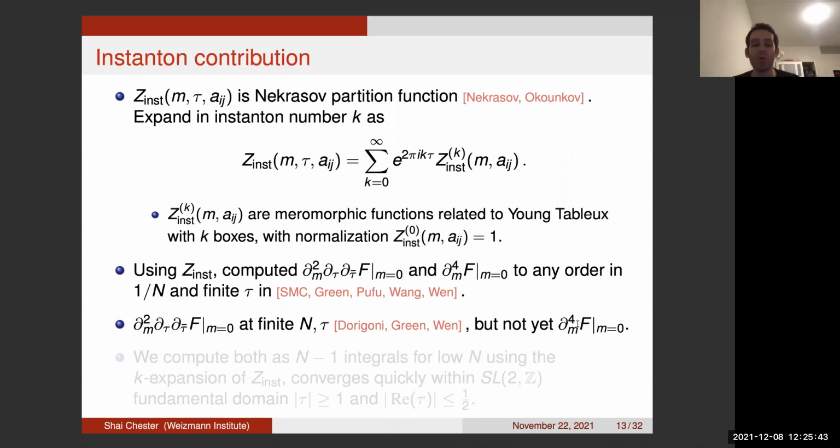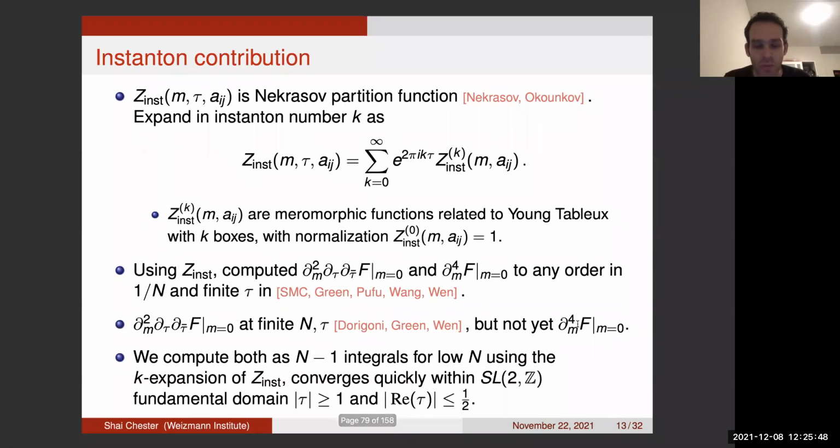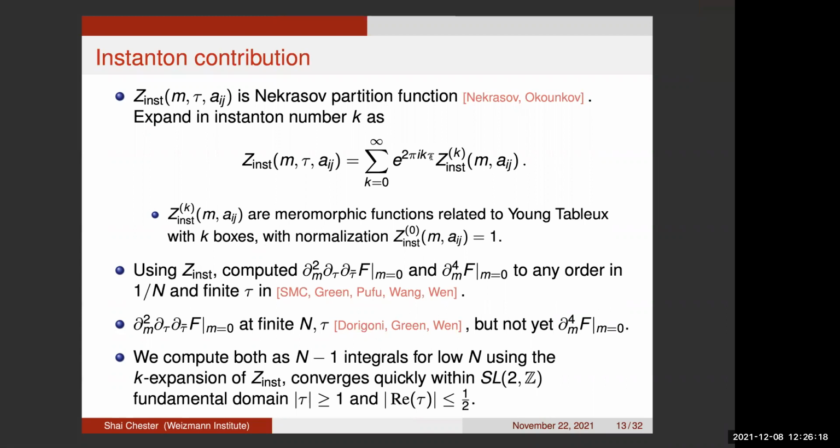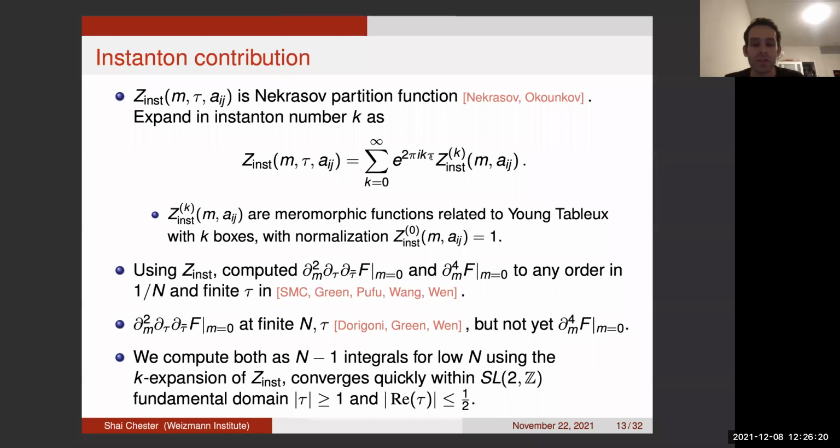Because we don't know both for finite N and tau, for this project I just had to compute them using brute force, by literally taking the matrix model integral, which is N-1 integrals, plugging in the definitions of all the stuff in the integral, and then just doing the integrals. The reason this works is that the instanton expansion converges very quickly within the fundamental domain, because there you always have tau bigger than 1, and these things are exponentially damped in tau. So if you include just k up to 3 or 4, that already gives a very accurate expression within the fundamental domain. That's how we computed these inputs in practice.